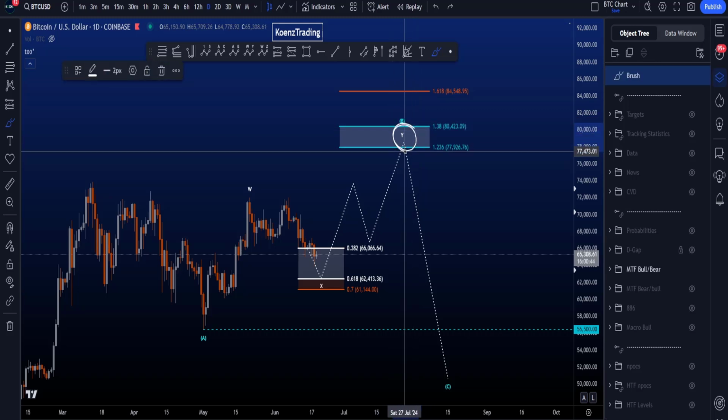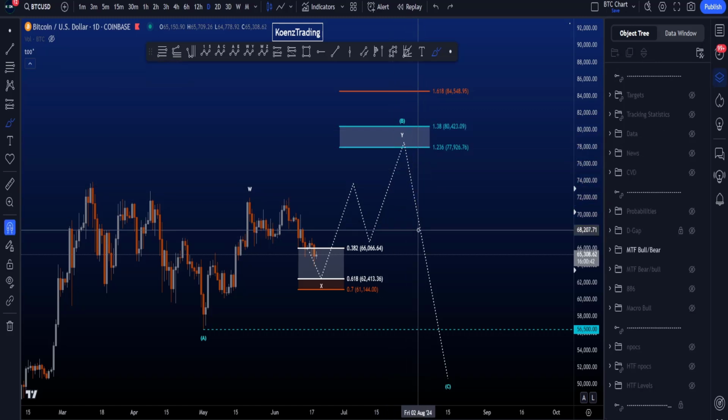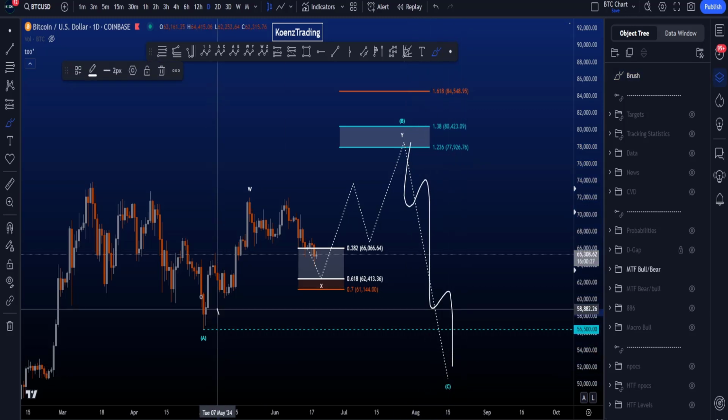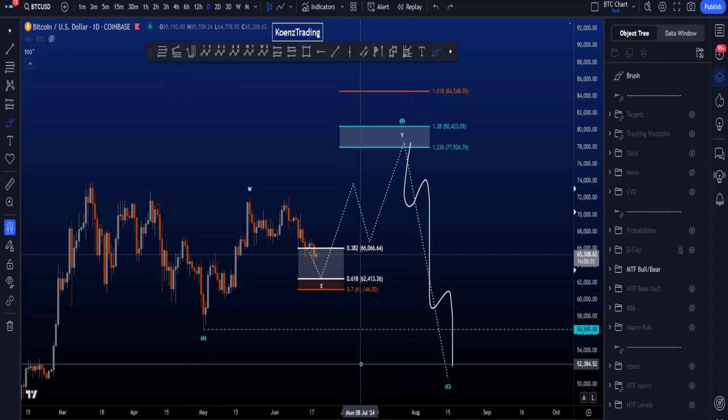After price hits this area, we then look for a move to the downside, impulsively in a 5-wave impulsive wave C to the downside, moving below wave A at 56k.